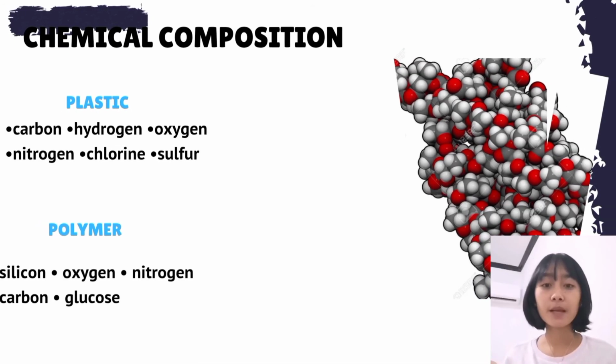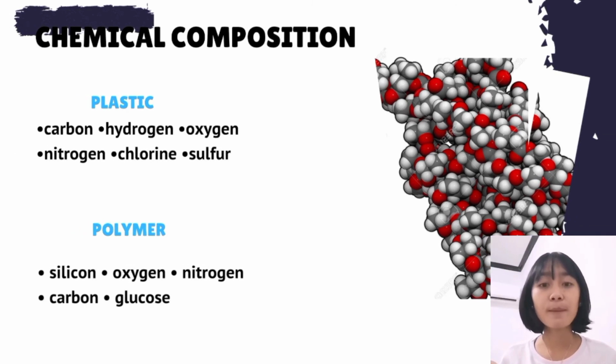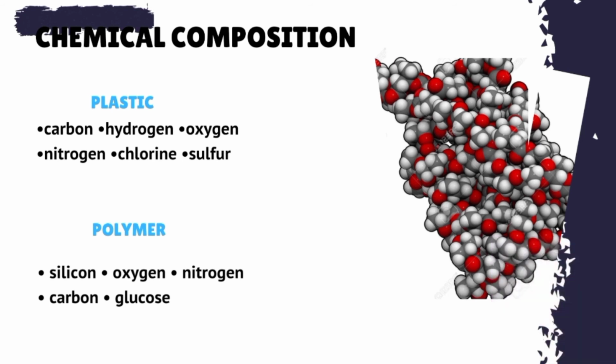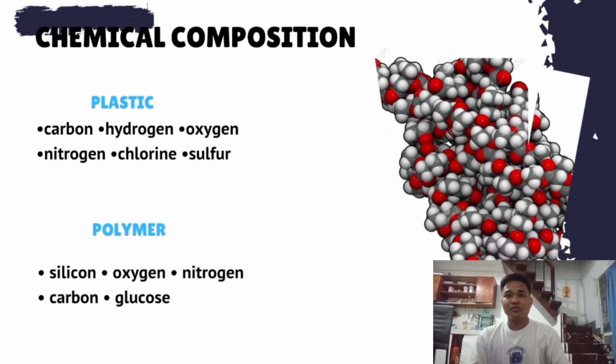Chemical composition of plastic. There are 6 chemical compositions of plastic such as carbon, hydrogen, oxygen, nitrogen, chlorine, and sulfur. Now, the chemical composition of polymers: first, silicon, oxygen, nitrogen, carbon, then lastly, glucose.